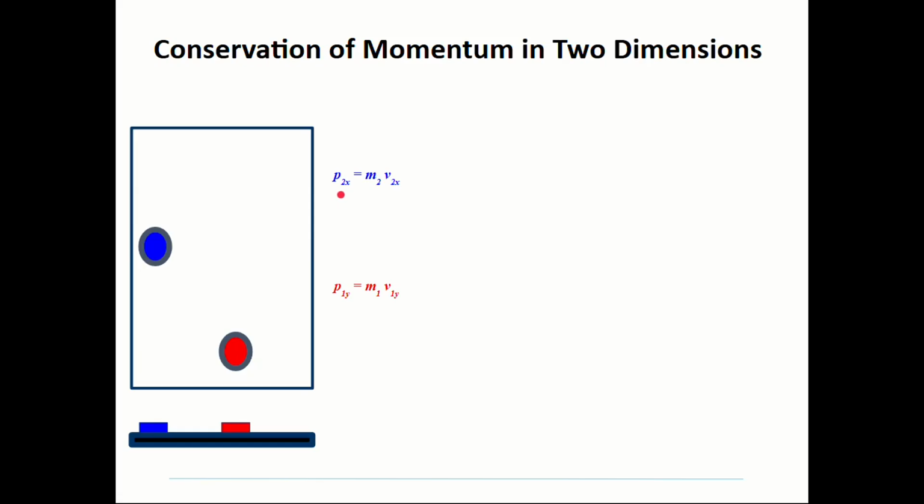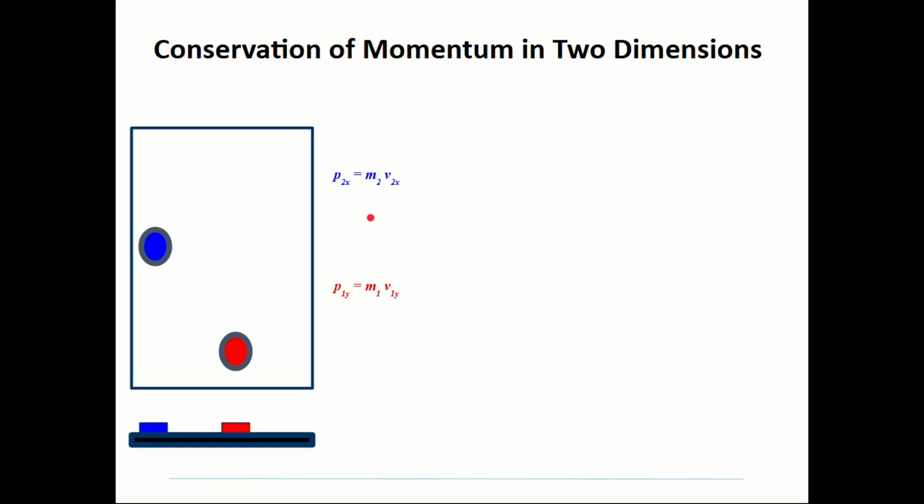My blue puck is going to be moving in the x direction, so I represent this as P2x. 2 represents blue, x is for the x direction, and that is equal to m2, being the mass of the puck, times v2x, whatever the velocity of this blue puck is initially. The same idea applies here, where we have P1 representing our red puck, and y for the direction the puck is moving, the y direction. And that is equal to m1 times v1y.